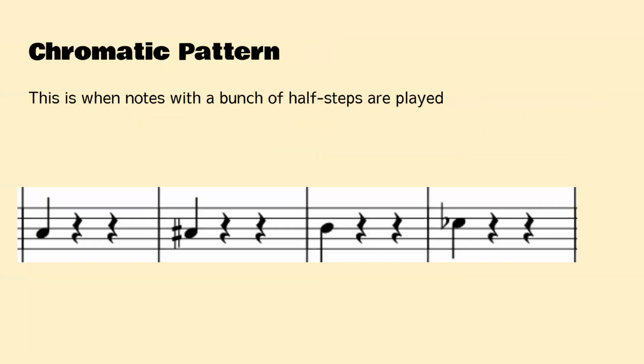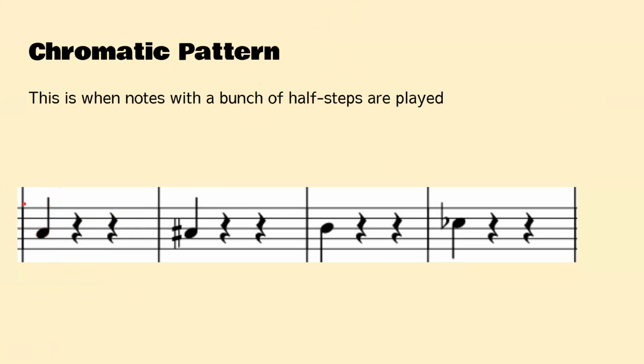All right, now chromatic pattern. This is the last thing. This is when there's a bunch of half steps. So just going up, like if you were a little kid, you used to play all the piano keys going up and then going down. That's a chromatic pattern. And they don't necessarily have to be right beside each other, because if you see these are rests, that means you don't play it.